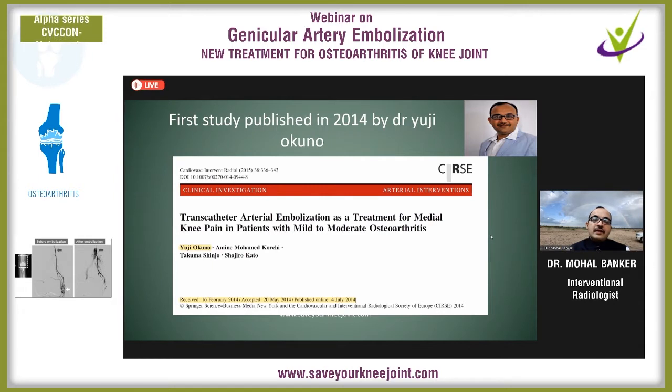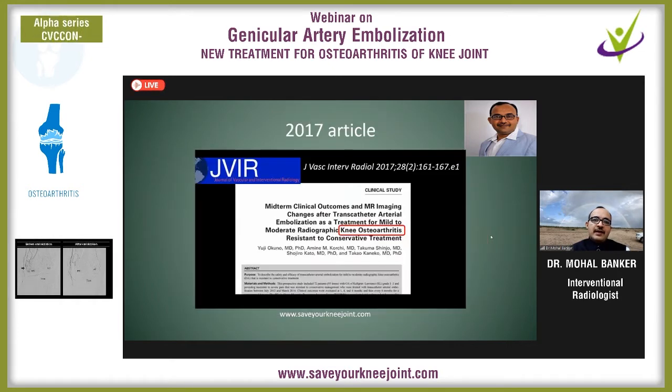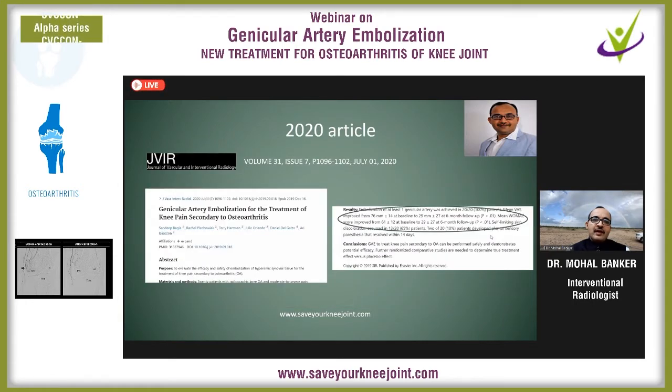But there is a young interventional radiologist, Dr. Yuji Okuno. He is from Japan, and he published his research first in 2014, and he has given the hope that genicular artery embolization gives relief from pain, and it stops the cartilage destruction within the joint. His first paper was published in 2014, and later on many papers were published. Recently, one paper was published in 2020.